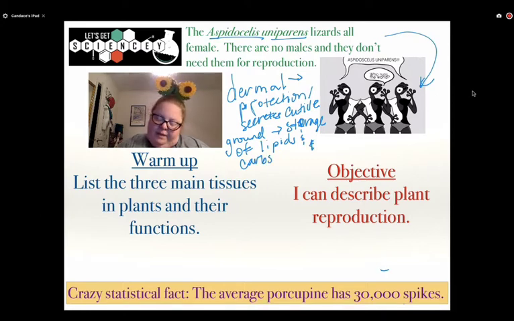And then the last type is vascular tissue. Now, obviously, if it's a non-vascular plant, it doesn't have vascular tissue. But if it is a vascular plant, it does.